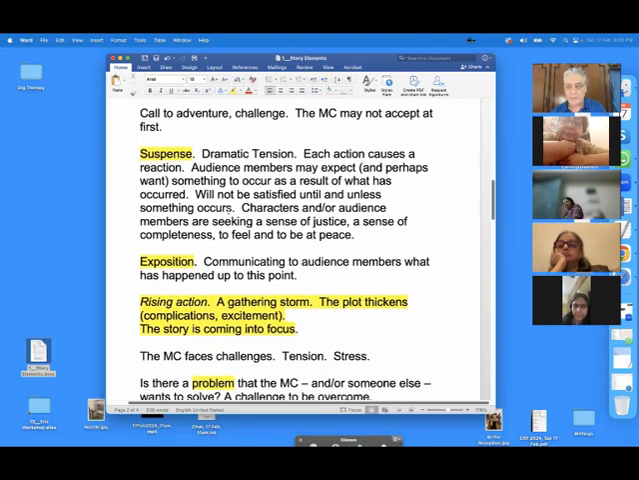Okay, we all know about suspense. Suspense is, again, when something has happened and we expect something else is going to happen as a result. One shoe has fallen, and we expect the other shoe to drop. And we won't be satisfied until what we expect to happen happens, or something like that happens. We may be seeking a sense of justice, a sense of completeness, but we're waiting for something to happen.